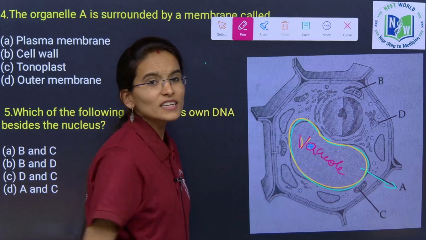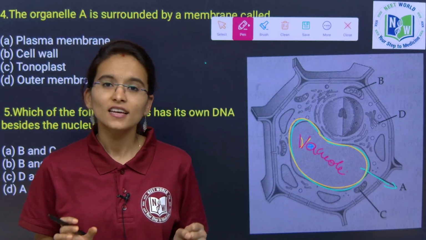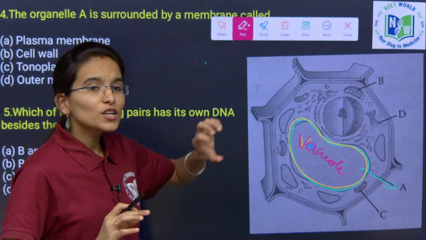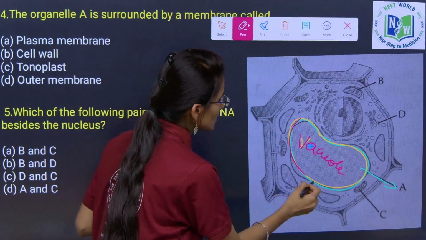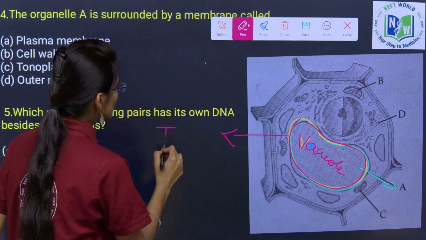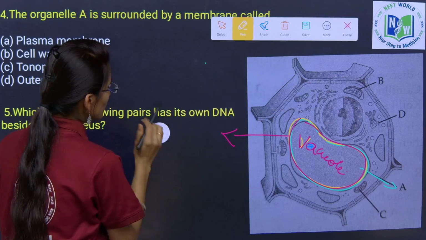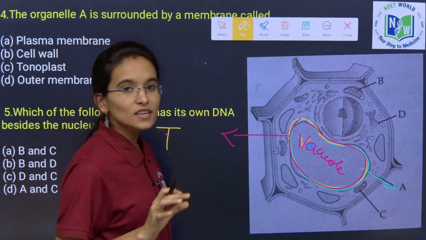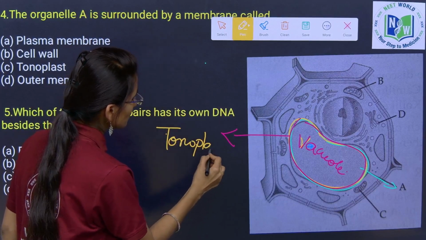The vacuole is mainly composed of a fluid filled substance that is called the sap. And the vacuole is surrounded by a single membrane called, what, children? Tonoplast. The vacuole is mainly made up of a single membrane that is called the tonoplast.